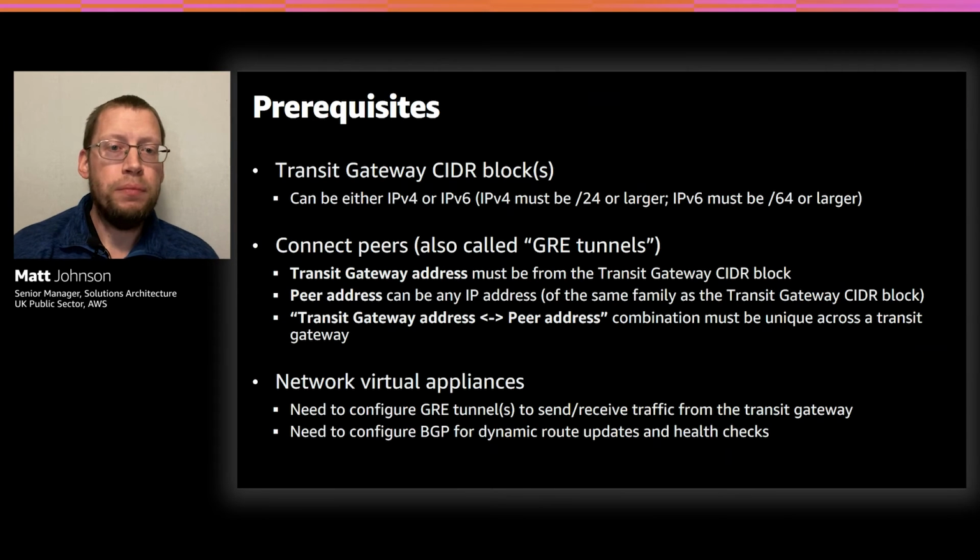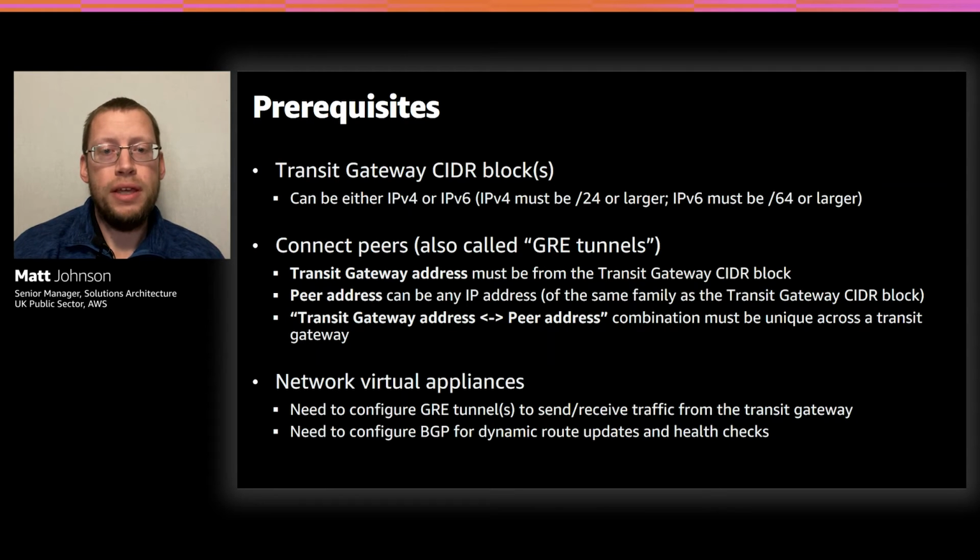To start, some prerequisites. So we mentioned that it builds on top of Transit Gateway. Transit Gateway now has the ability to have CIDR blocks assigned to it. So these can be blocks of either IPv4 or IPv6 or both. But they must be at least a /24 for IPv4 or a /64 for IPv6.